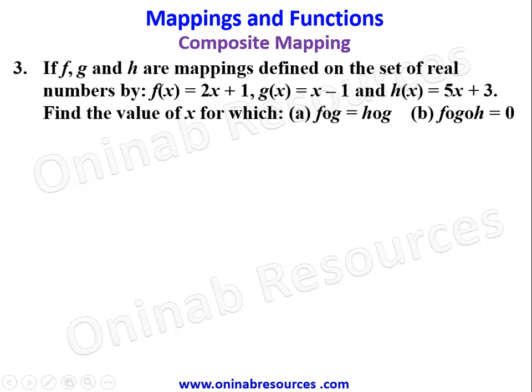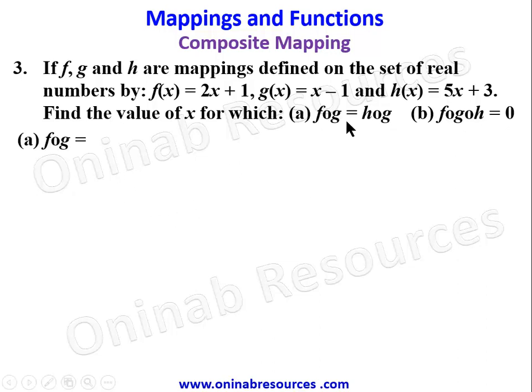For problem 3, if f, g, and h are mappings defined on the set of real numbers by f of x equal to 2x plus 1, g of x equal to x minus 1, and h of x equal to 5x plus 3, find the value of x for which a, fg is equal to hg, b, fgh is equal to 0. So we start with problem A.